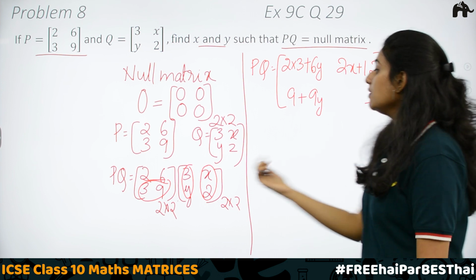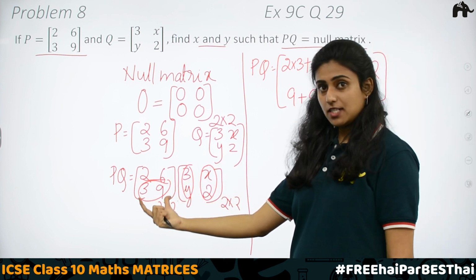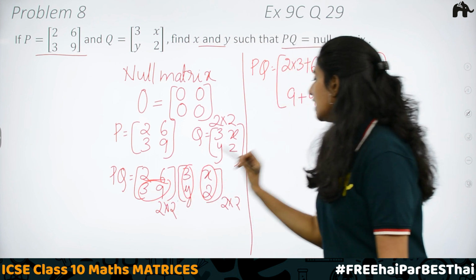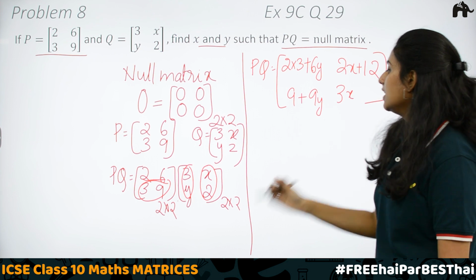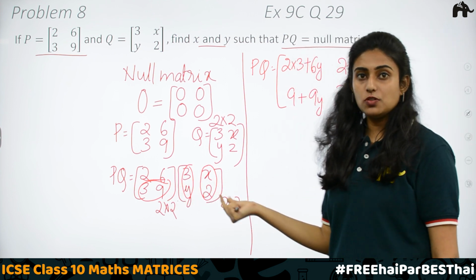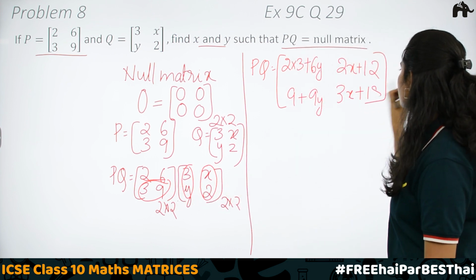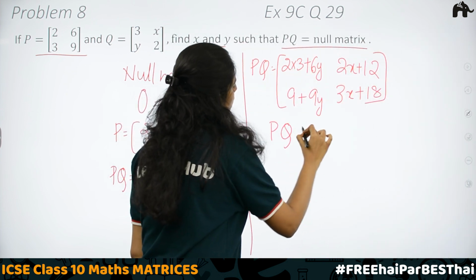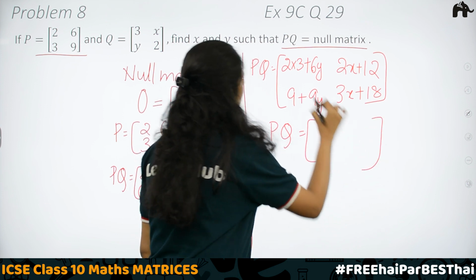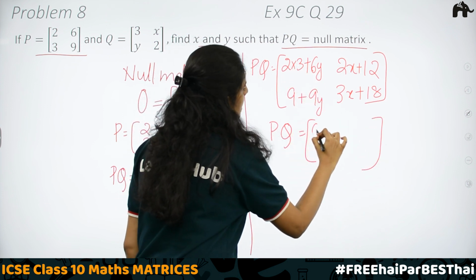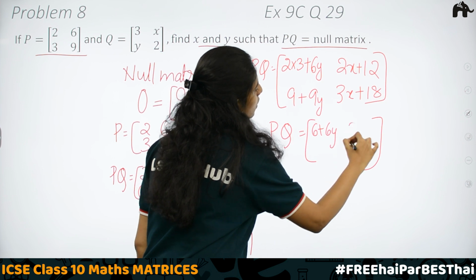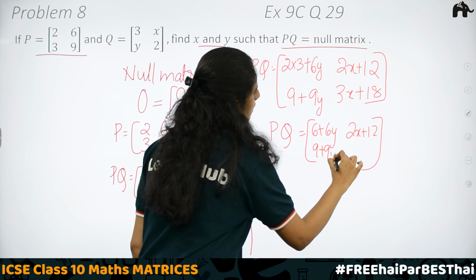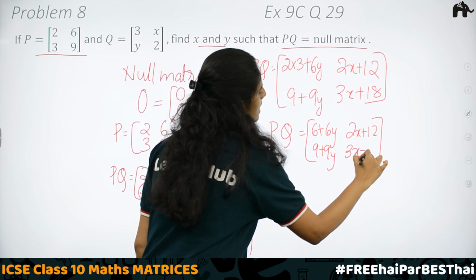To get the fourth element, we will consider the second row of the first matrix and the second column of the second matrix. Here the first elements are 3 and x, 3x. Then 9 and 2, 9 into 2, 18, plus 18. Okay. That is, matrix elements of PQ are 2 into 3, 6 plus 6y, 2x plus 12, then 9 plus 9y and 3x plus 18.